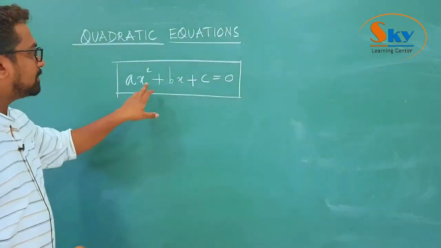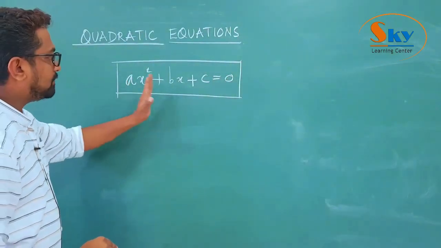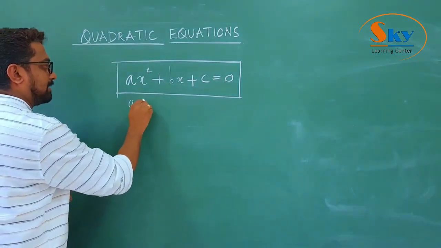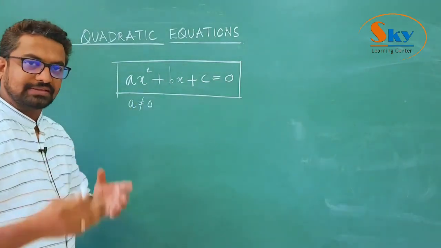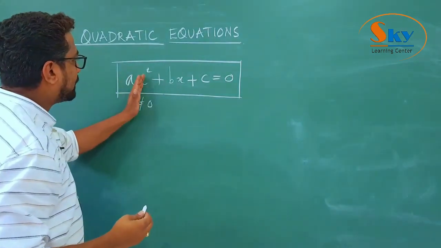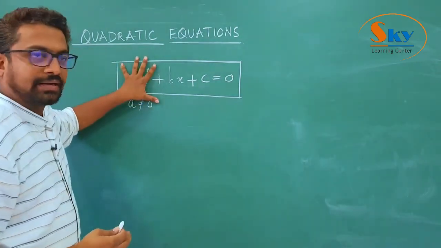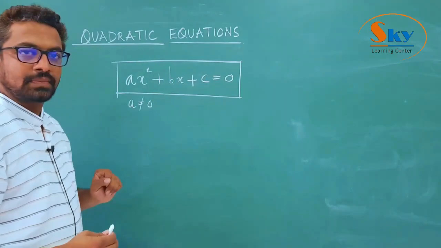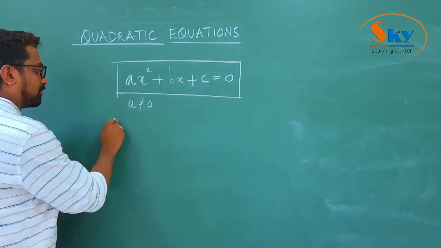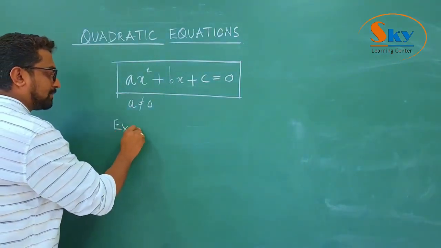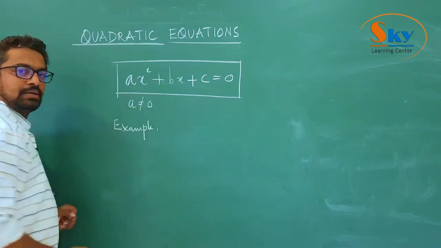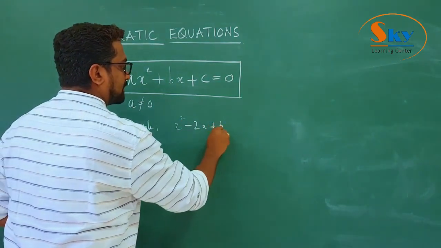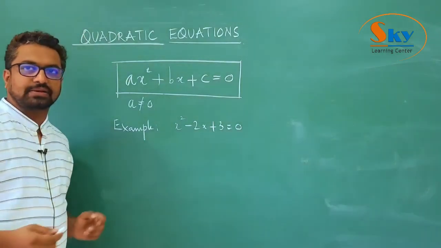Here the variable is x, and a, b, c are some real numbers such that a is not equal to 0, because if a is equal to 0, then 0 into x square will vanish and we will have only a linear expression here. Okay, so let me give you an example for a quadratic equation. Say I have x square minus 2x plus 3 equals 0. So this is a quadratic equation.